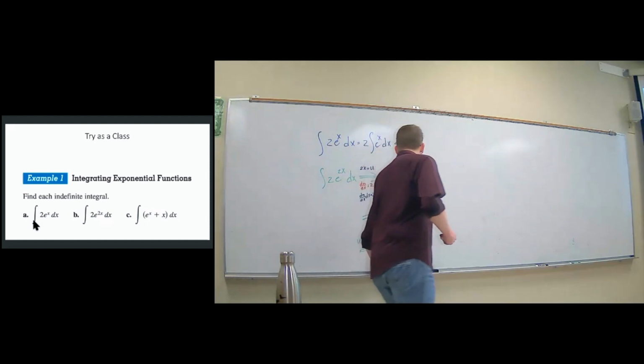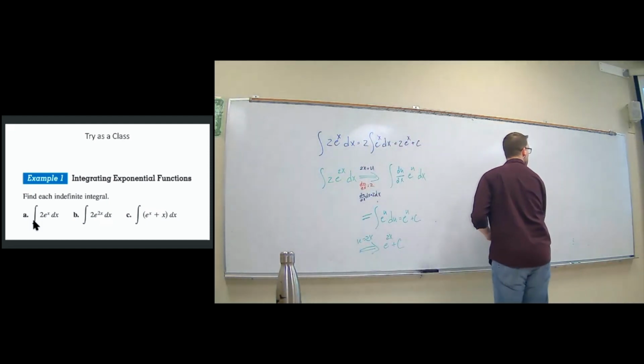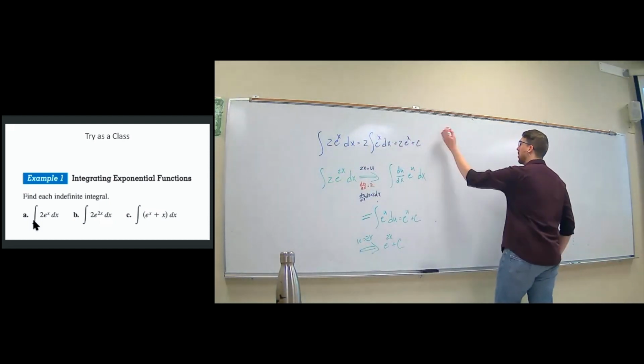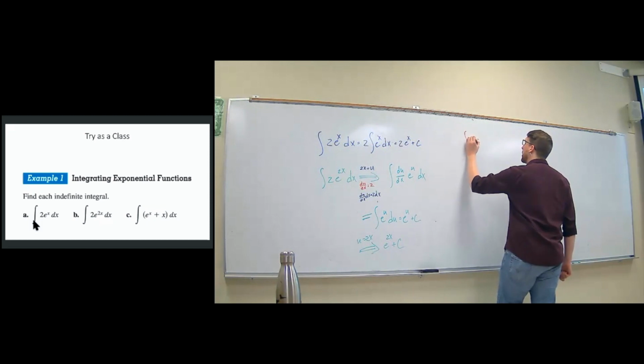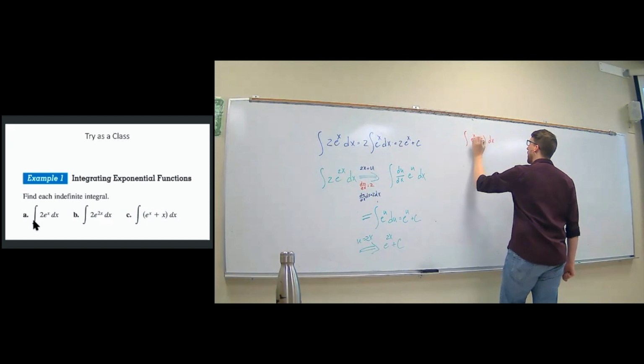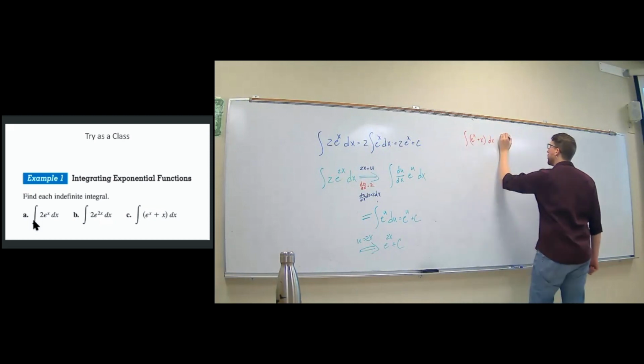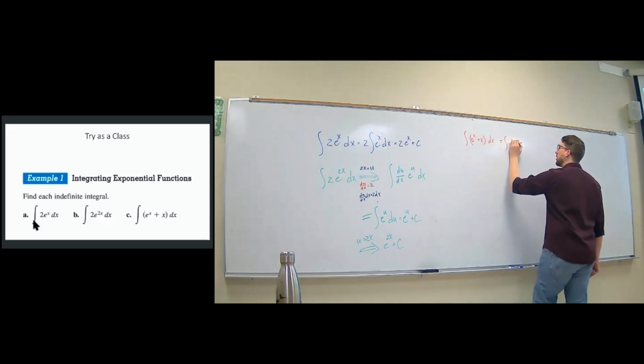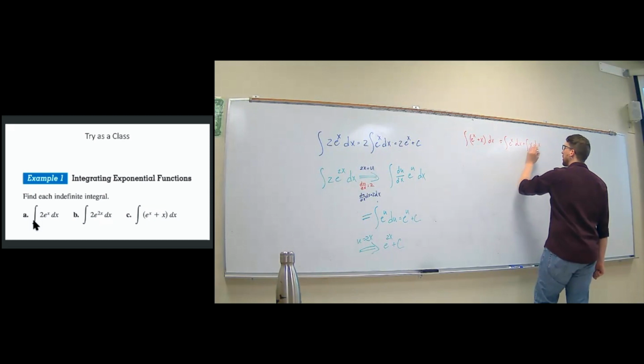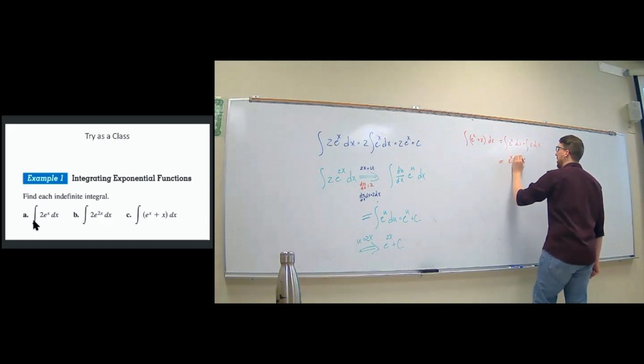And in this final case, we've got the integral of e to the x plus x, integrated with respect to x, is equal to the integral of e to the x dx plus the integral of x dx, which is equal to e to the x plus 1/2 x squared plus a constant.